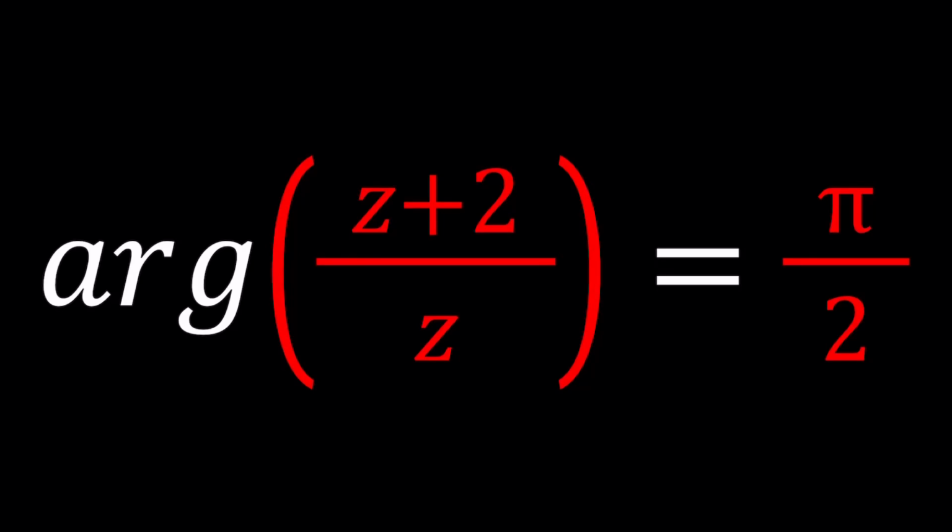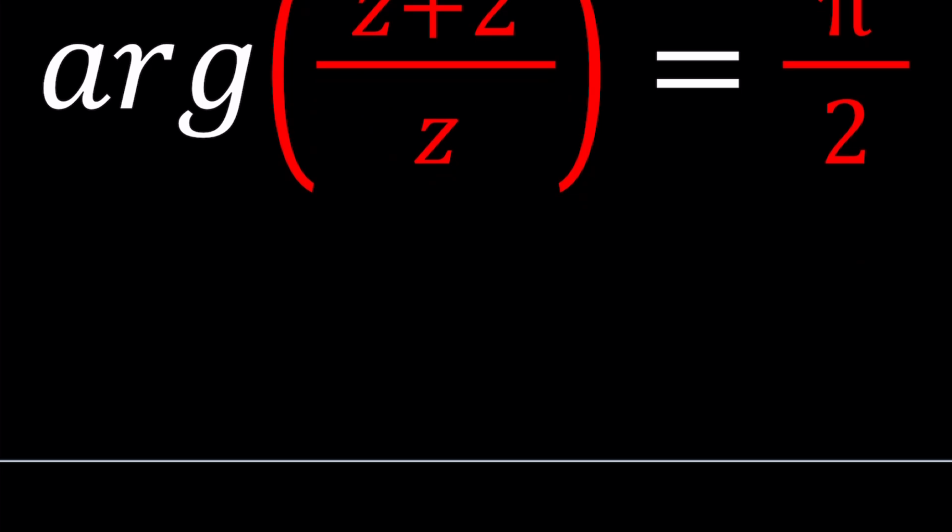This channel is all about complex numbers, and in this video we're going to be solving another locus problem with arg. So we have the argument of (z + 2)/z equals pi over 2, and we're going to be solving for z values that satisfy this equation. I'm going to show you something at the end which is really cool, because when we solve this problem with the first method, we're going to see something different. Anyways, let's get started. First method.